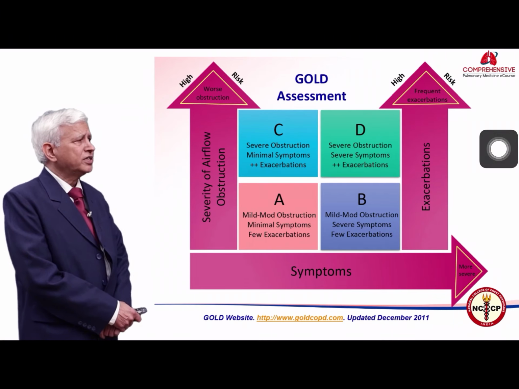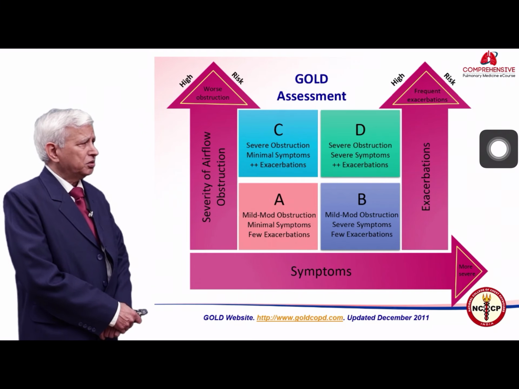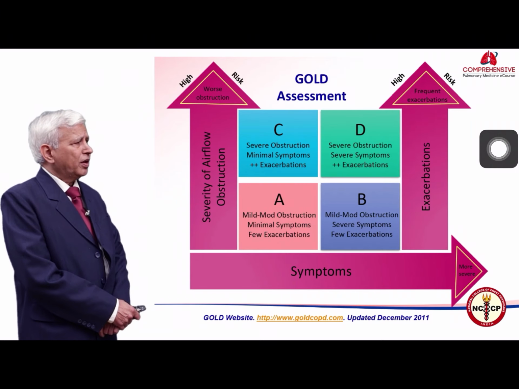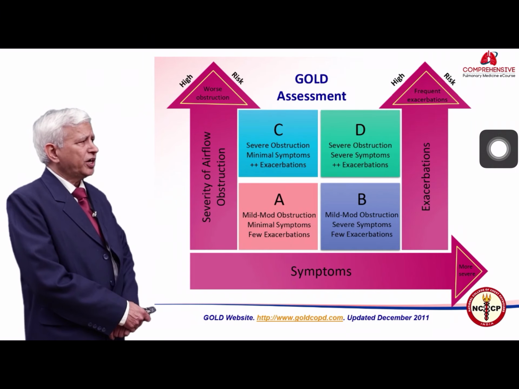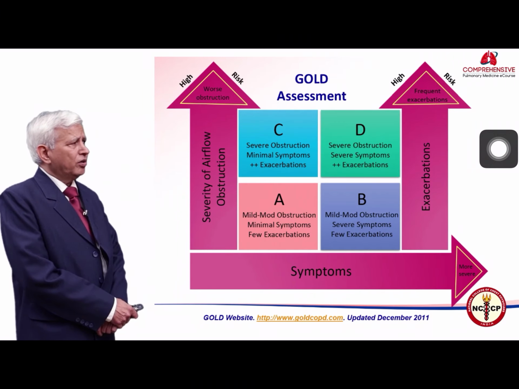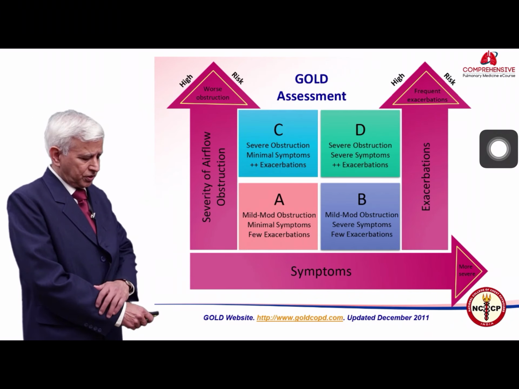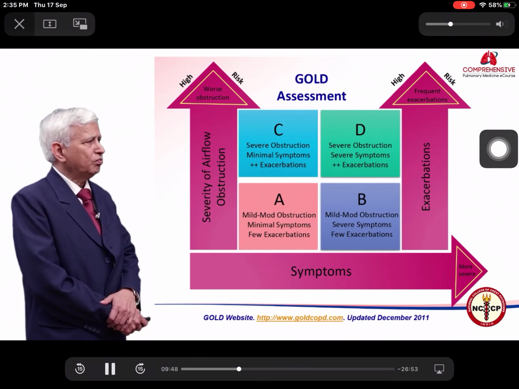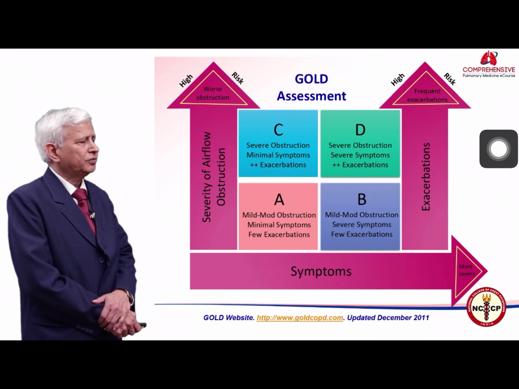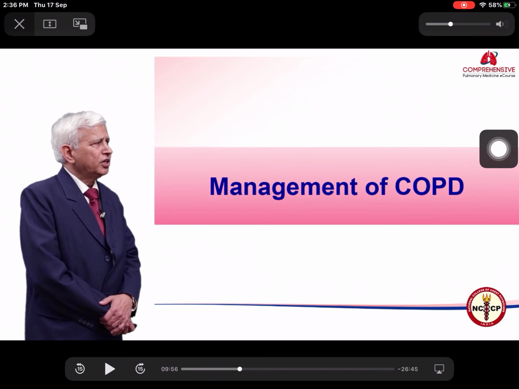On the other hand, category C is when the severity of airflow obstruction is significant. The exacerbations are also more, for example, more than 3 to 4 per year. But the symptoms are not very significant. So that is why we put it in category C. While in category D, all the 3 things, the airflow obstruction, the symptoms, as well as the exacerbations, are more, you see. So that is the worst type or most severe type of COPD.